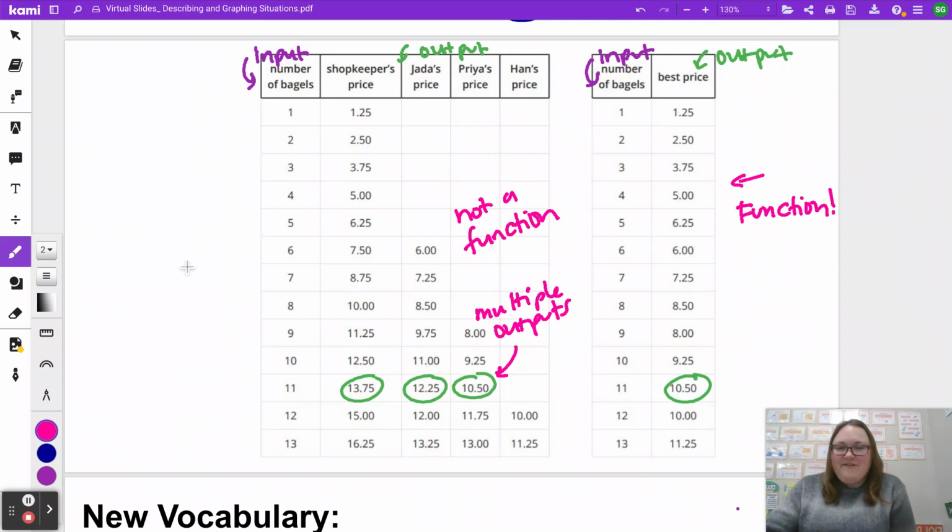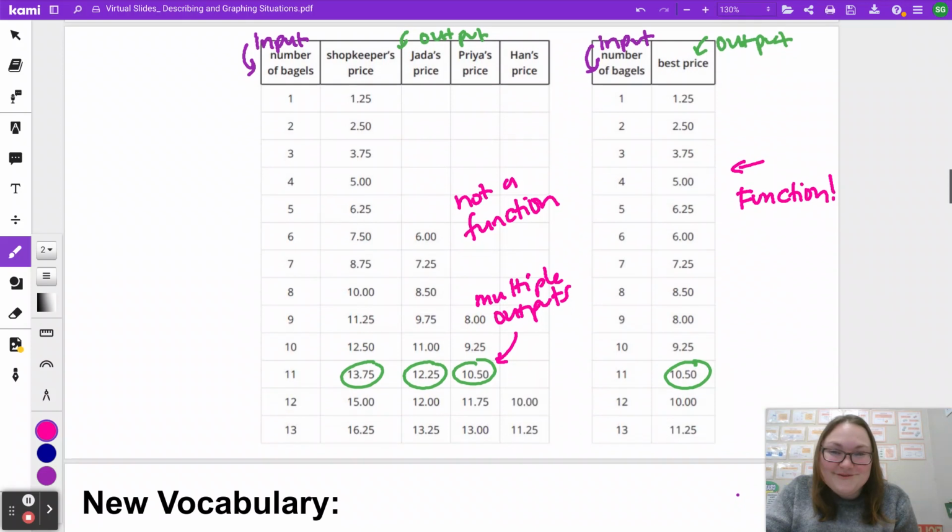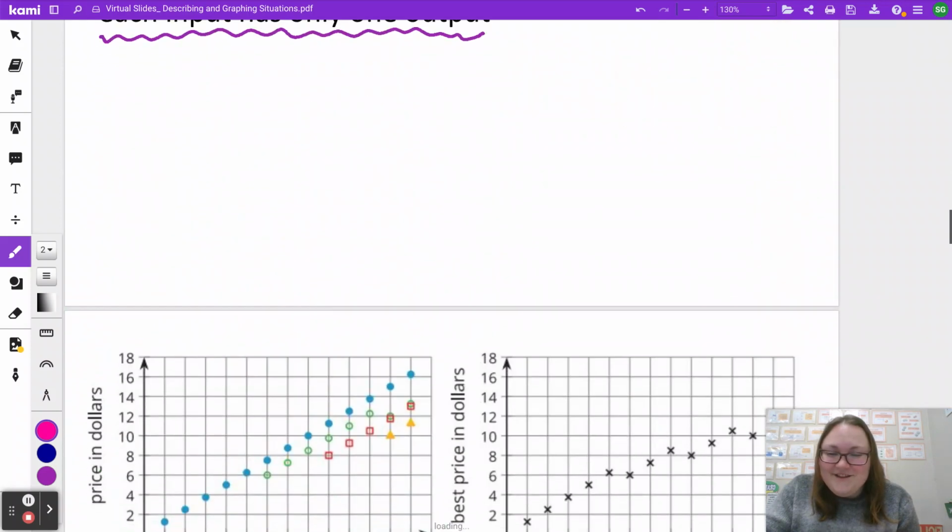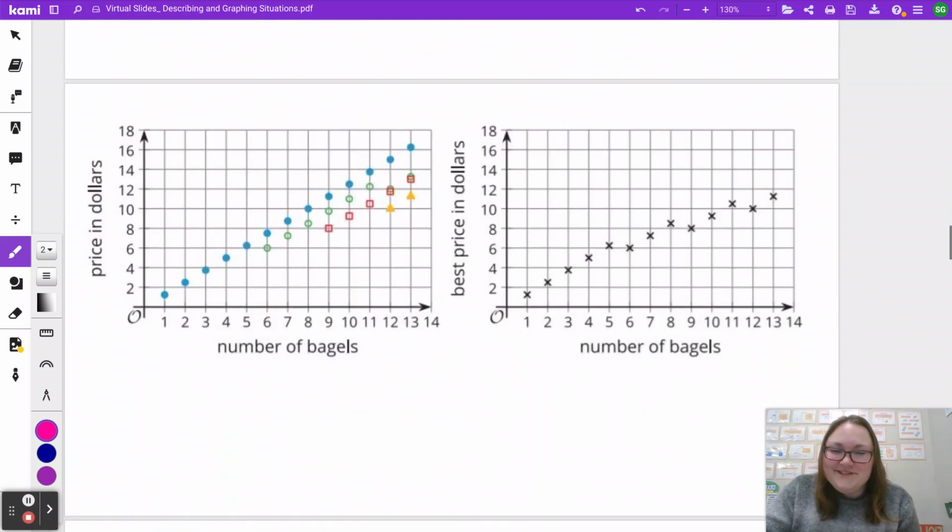What would it look like if I was trying to graph the number of bagels I buy and the price I could get versus graphing the number of bagels and the best price? Well, I've already graphed these for you, but we are going to graph our own later on. The graphs for these two situations look like these.